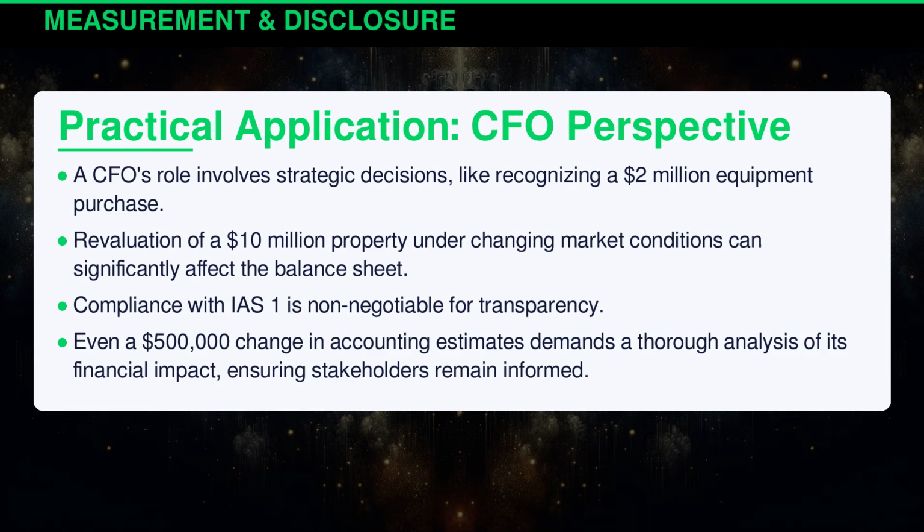A CFO's role involves strategic decisions, like recognizing a $2 million equipment purchase. Revaluation of a $10 million property under changing market conditions can significantly affect the balance sheet. Compliance with IAS 1 is non-negotiable for transparency. Even a $500,000 change in accounting estimates demands a thorough analysis of its financial impact, ensuring stakeholders remain informed.